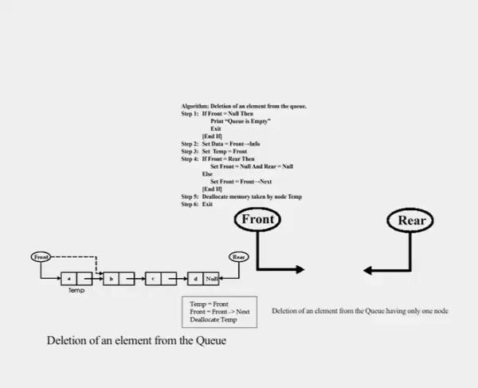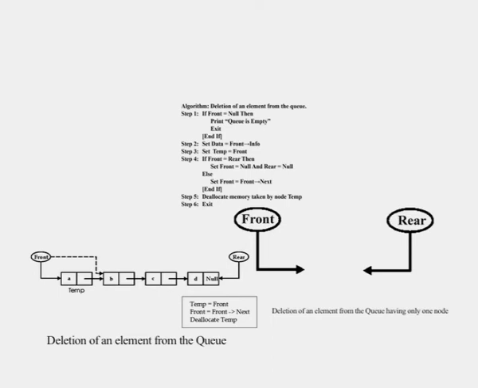Here is the algorithm depicting the deletion operation on the queue. The element at the front end of the queue is deleted. Step 1 of the algorithm checks the underflow condition. This means if the pointer variable front is null, that is if the queue is empty, then the underflow condition occurs and we exit from the program.